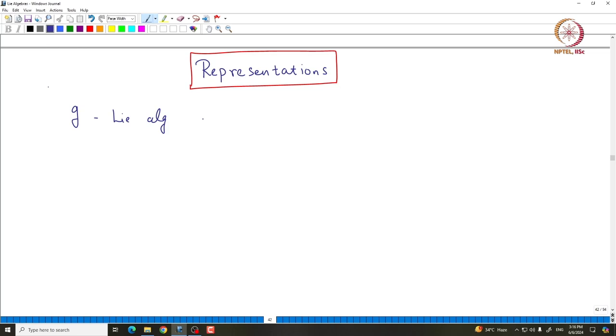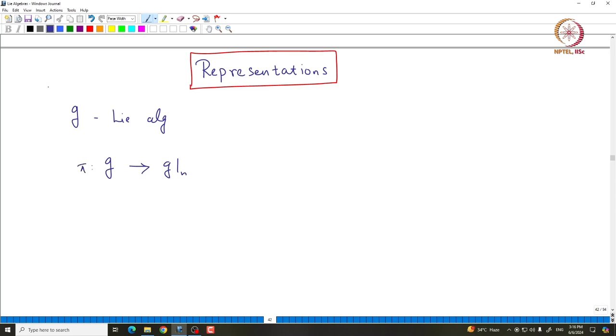Like I said in the beginning, we will be only interested in finite dimensional representations and finite dimensional Lie algebras. Occasionally, we need to actually consider infinite dimensional representations. But anyway, for all purposes, the definitions can be included for any finite dimensional or infinite dimensional spaces. So, given a Lie algebra G, a representation is merely a linear map from G to GLN, which is also a Lie algebra homomorphism.